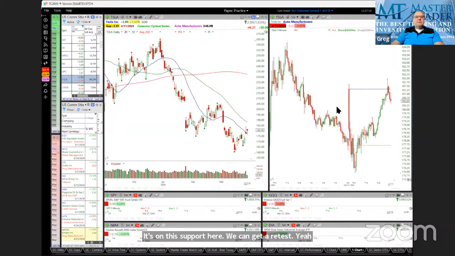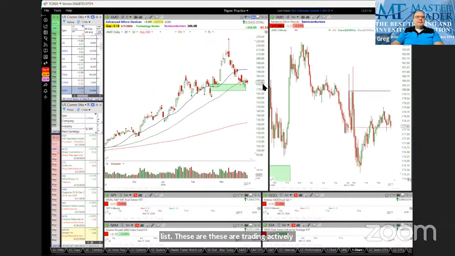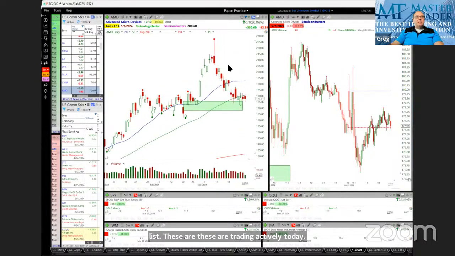Tesla, that's not climactic. This is just an active list. These are trading actively today. Here, AMD, not climactic, but a retest. It's been trying to go up. It's been on the interest list for a few days.